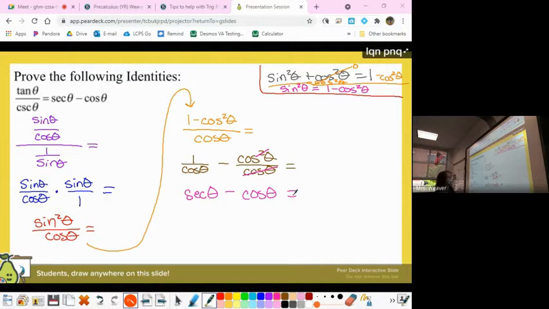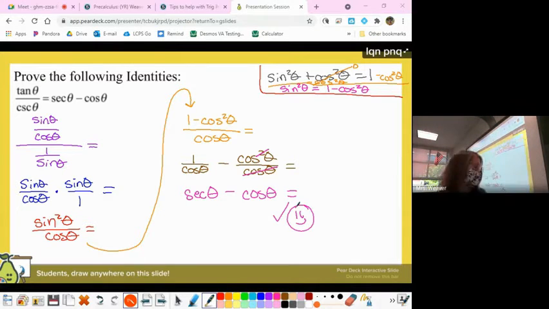So I've got secant theta minus cosine theta, and we did it. That's what we were trying to prove, okay? So sometimes it sneaks up on you like that. You're in the middle of working hard, and then all of a sudden you're there, and that's exciting when you get it, okay? Questions for me about that?